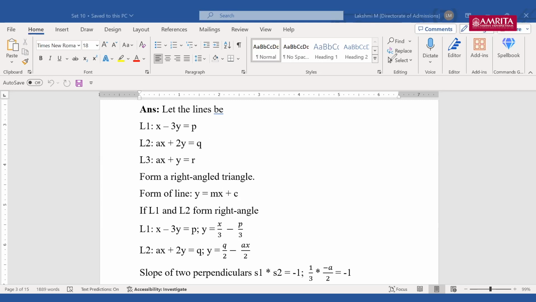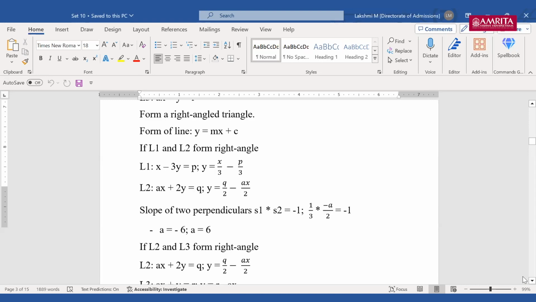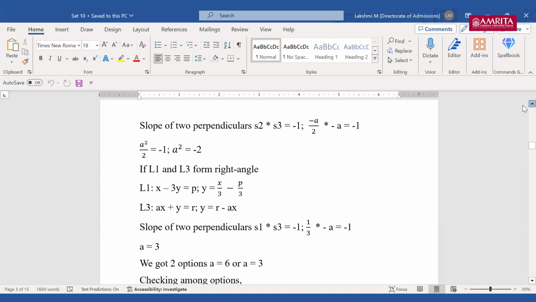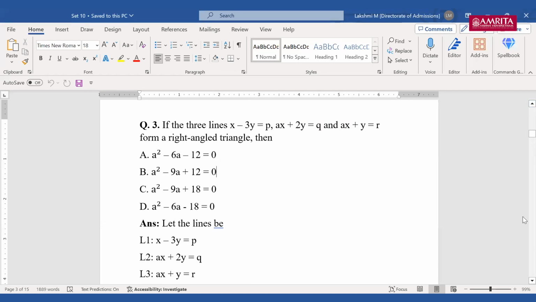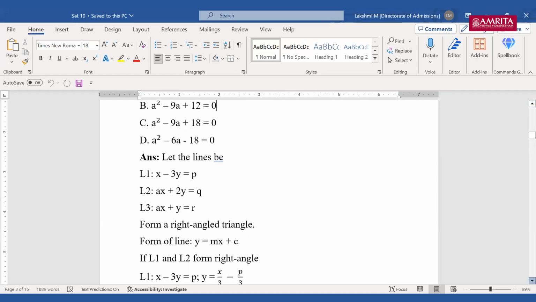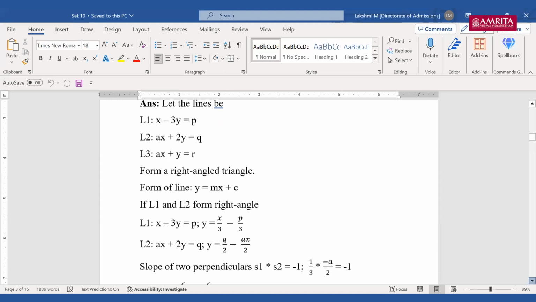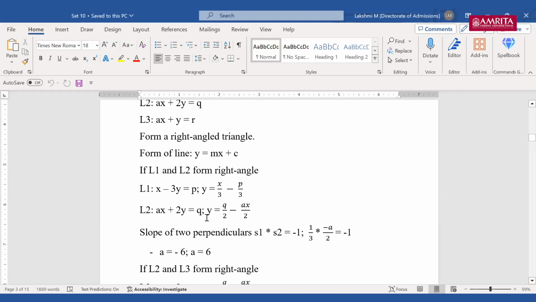I hope this concept is clear to all of you. When two lines form a right angle, it's actually perpendicular, right? So when it's perpendicular, the product of their slopes is equal to -1. The slope of two perpendiculars: M1 times M2 is equal to -1. So here, if you solve it, you'll get A is equal to 6.